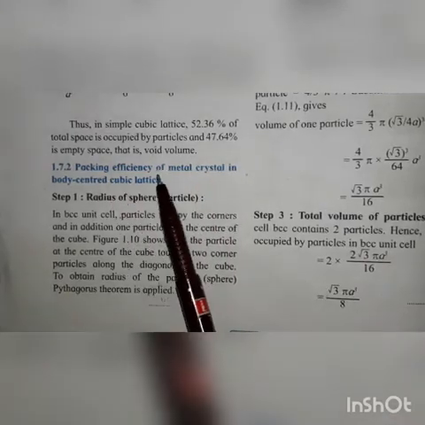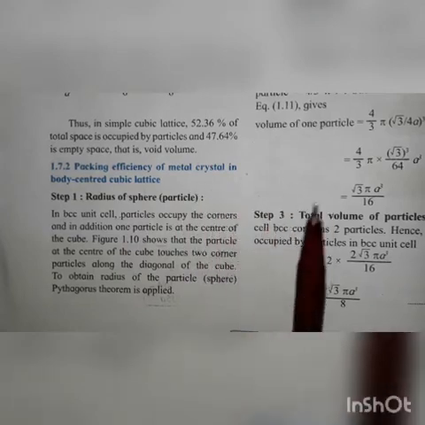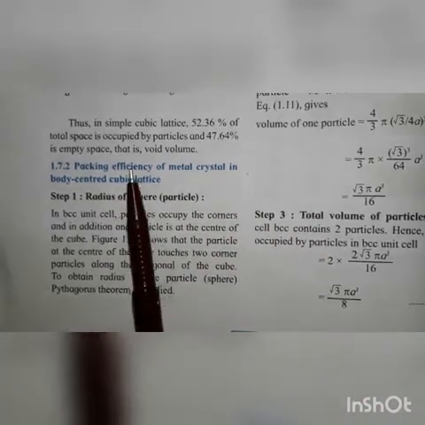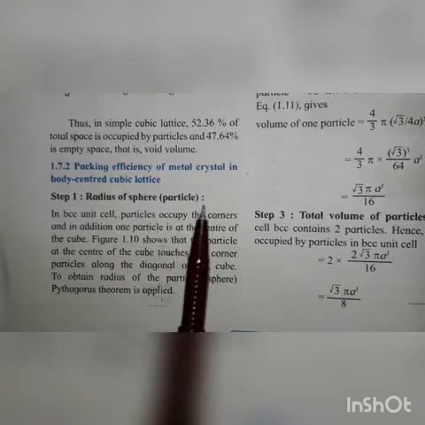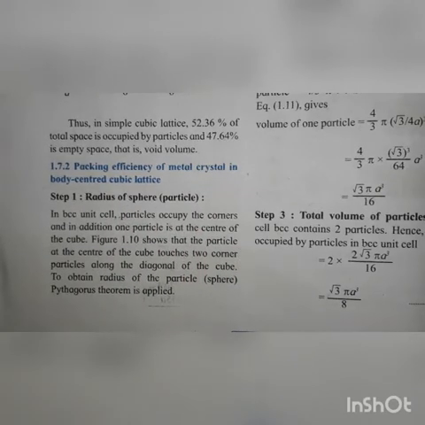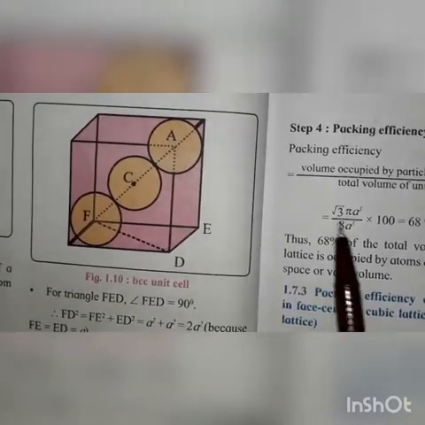Let us see the packing efficiency of a metal crystal in a body centered cubic lattice. In finding packing efficiency, the first step is to find the radius of the sphere, or particle. Let us see the figure. You can see here a body centered unit cell.